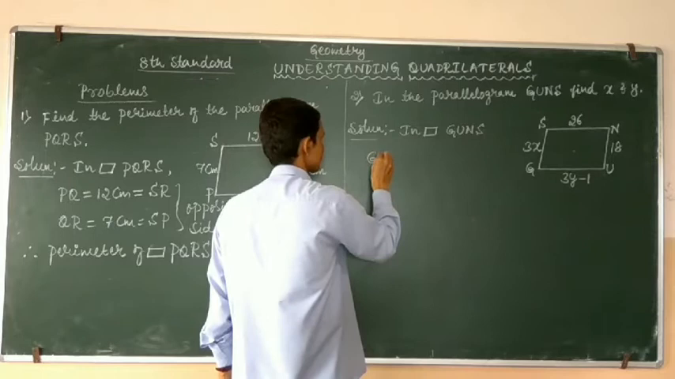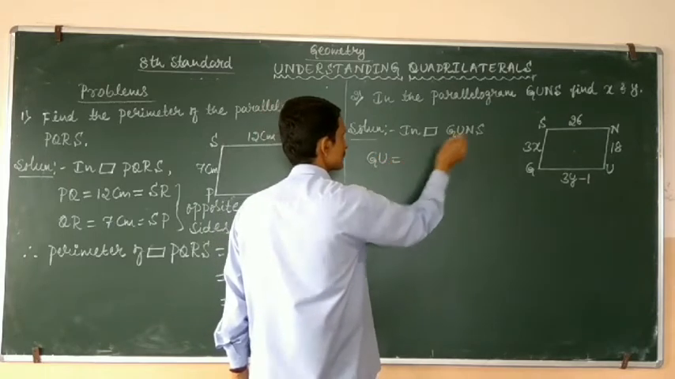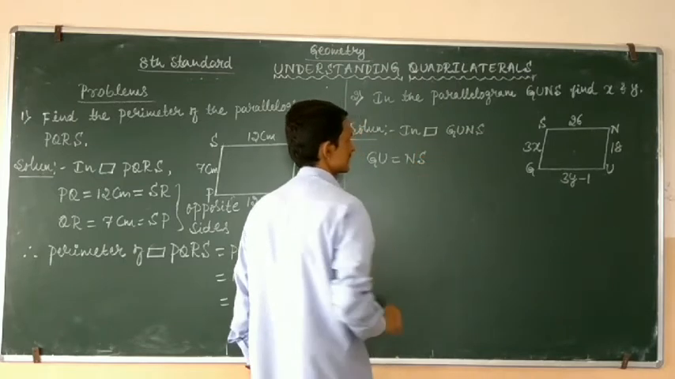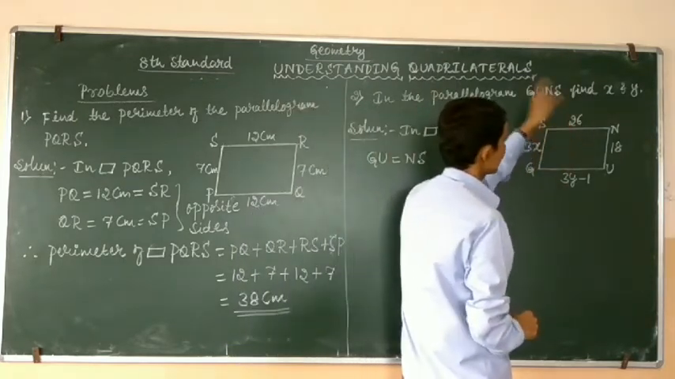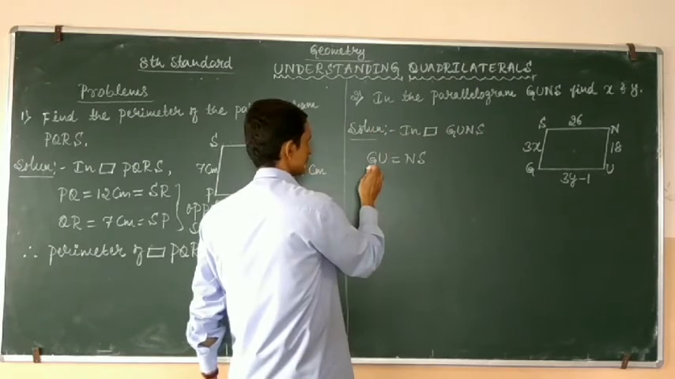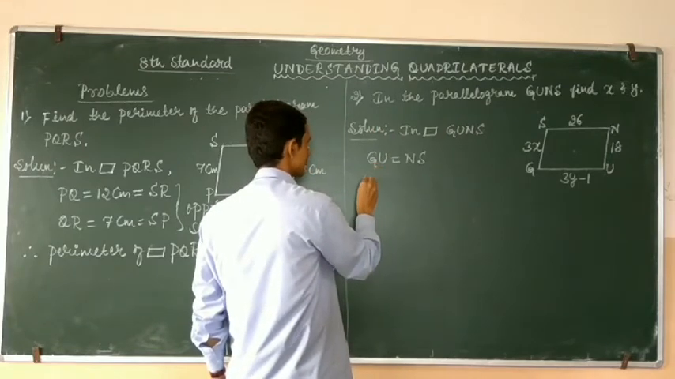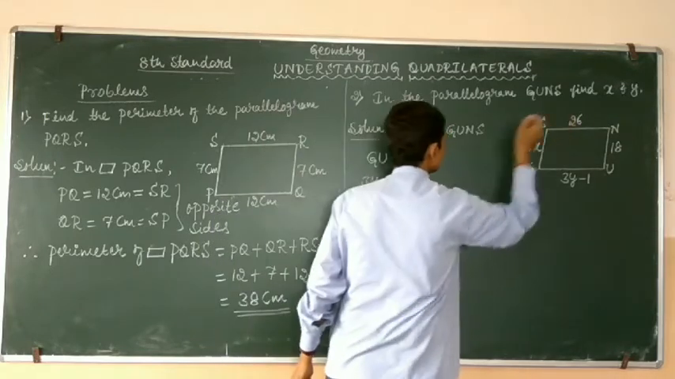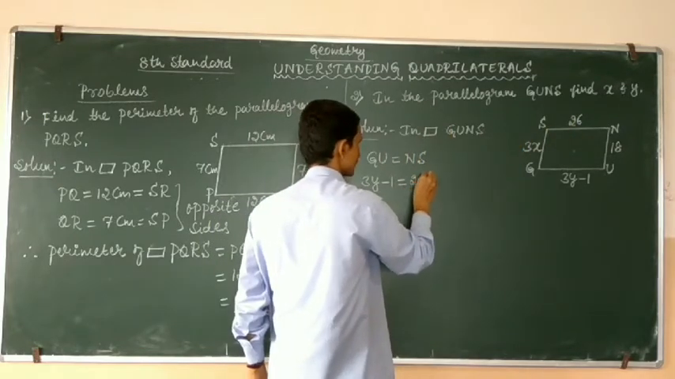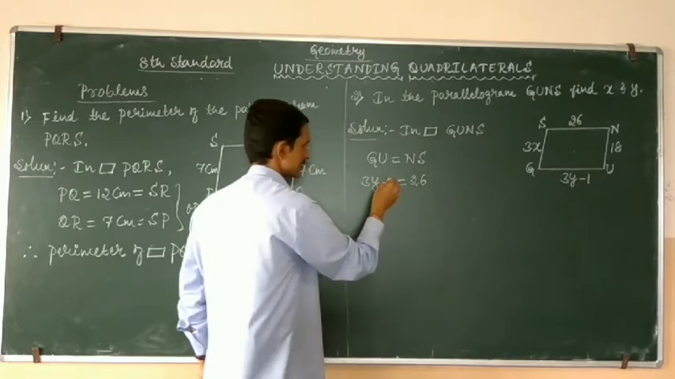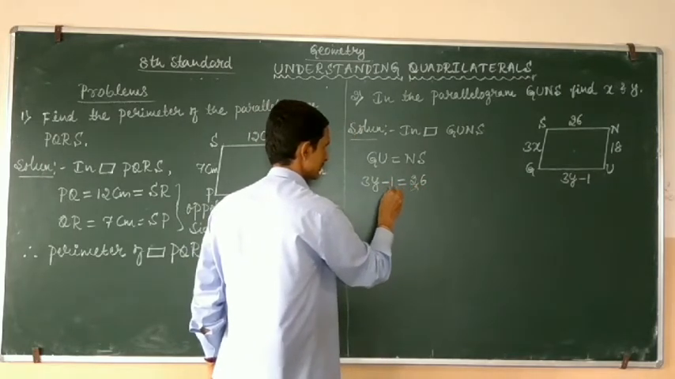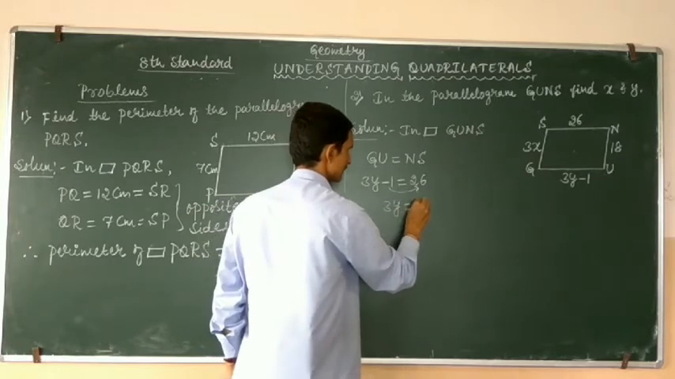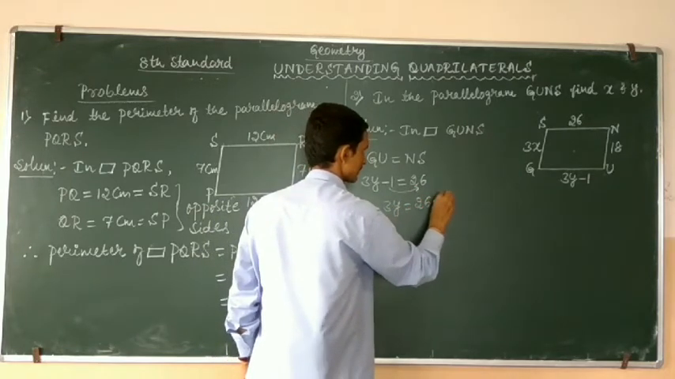Side GU is equal to side NS. The value of GU is 3y minus 1, which equals NS or SN. The SN value is 26. So transfer this 1 to the right side, and you will get 3y equals 26 plus 1.